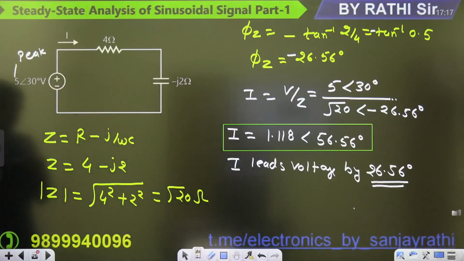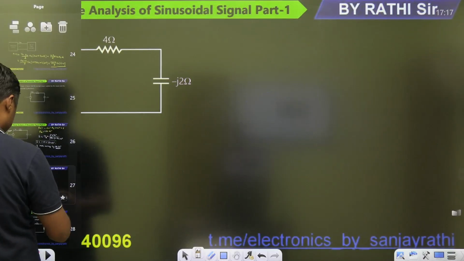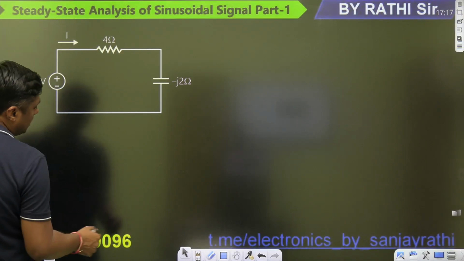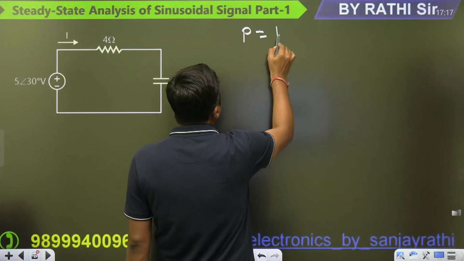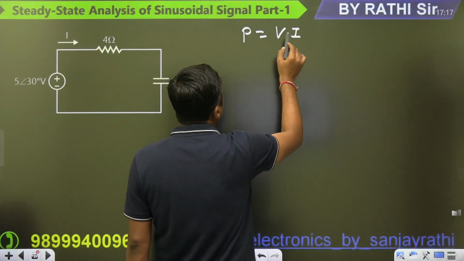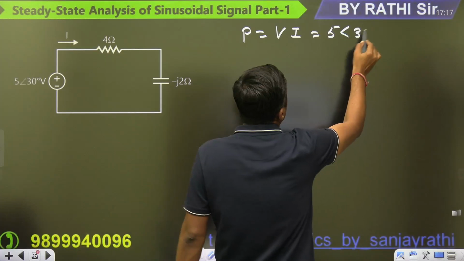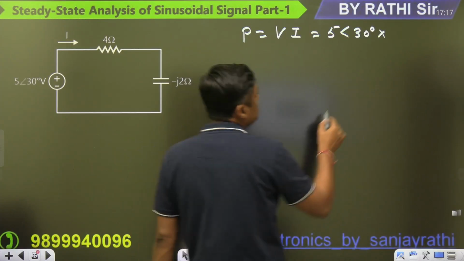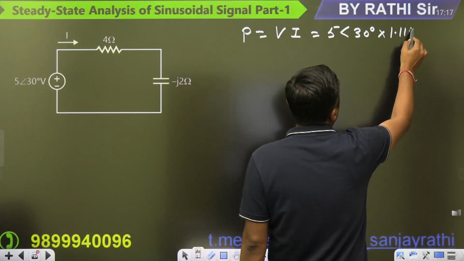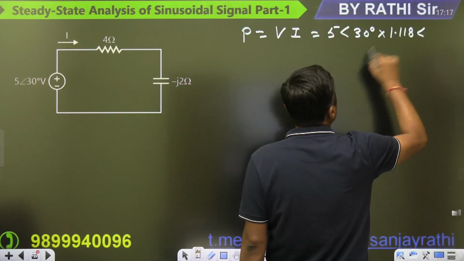What is the power given by that battery? You can multiply, you can find the power here. The average power given by the battery. So what is the power? V into I, because you have the V phasor, I phasor. What is the V? 5 angle of 30 degree. And what is the I phasor? This is the I, 1.118 angle of 56.56.